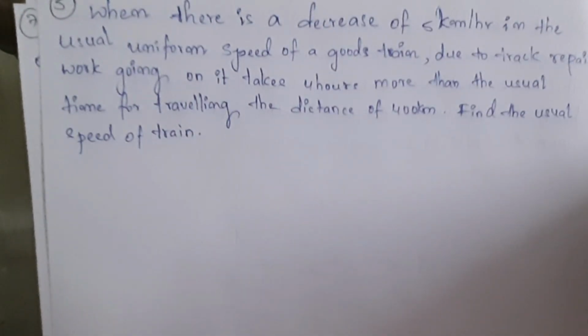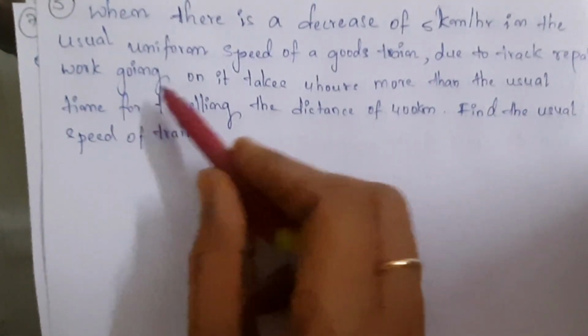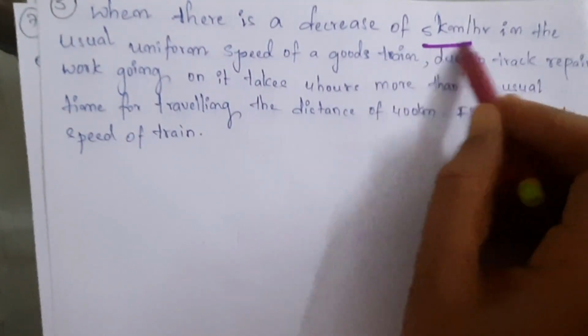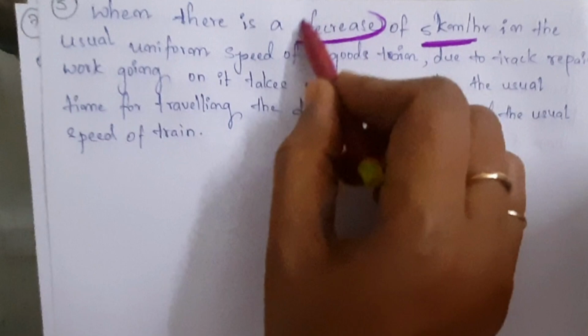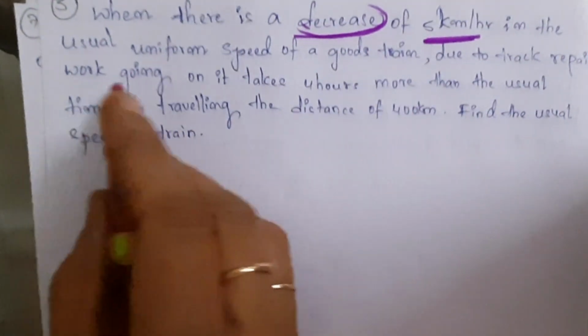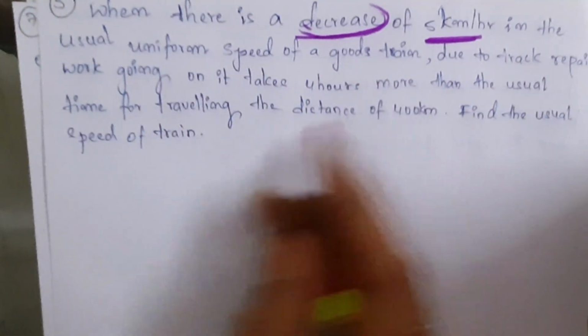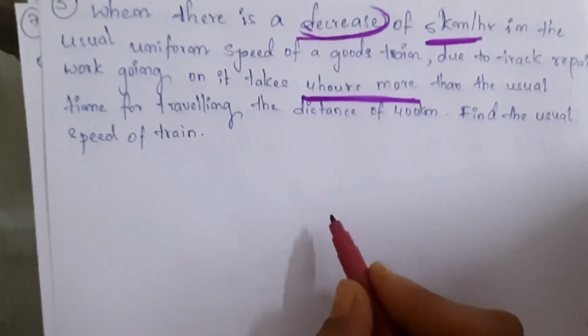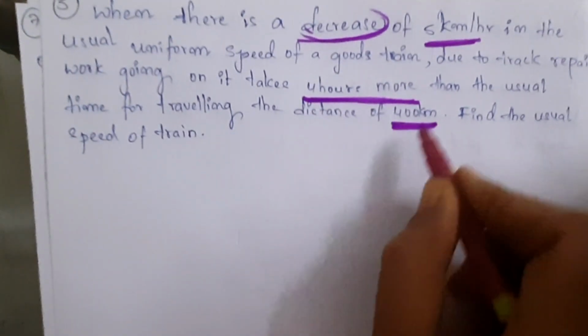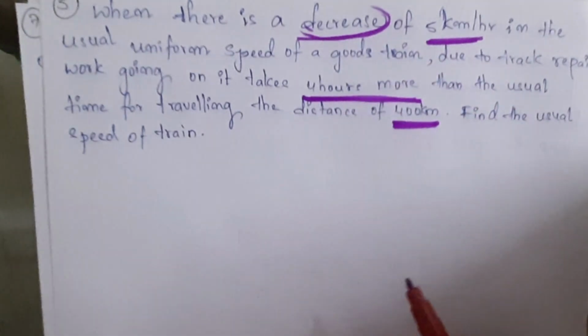Now let's start with the next question. Here there is a decrease of 5 km per hour. Before that we were having an increase. Now it is given there is a decrease of speed of 5 km per hour. Then the usual uniform speed of the goods train, and it takes 4 hours more. So here the time is given 4 hours and distance is given 400 km. So we need these 3 points only.